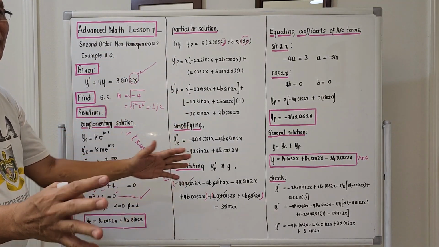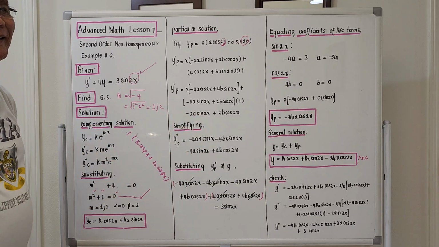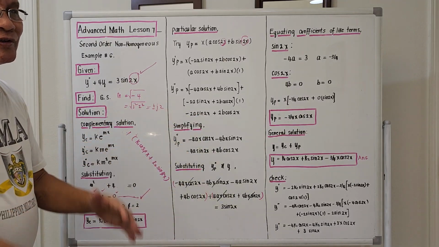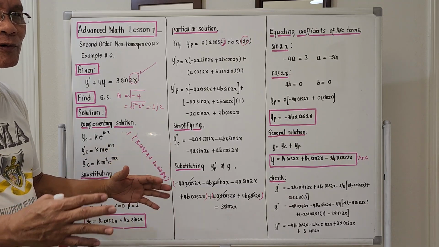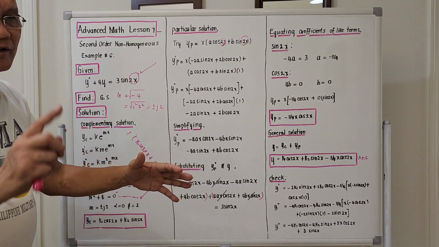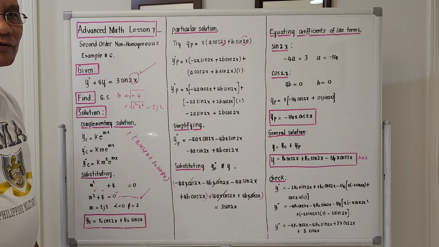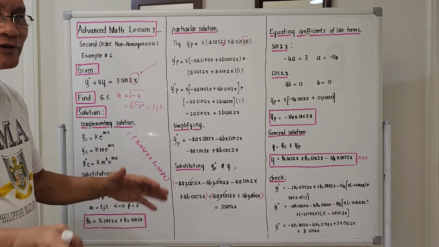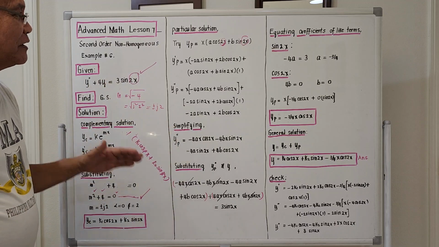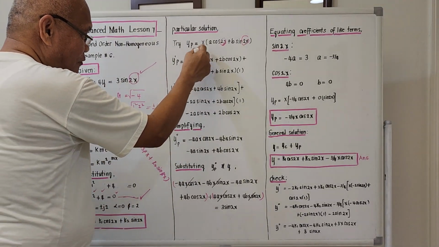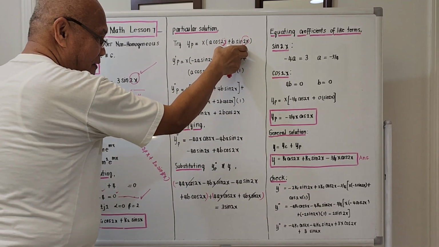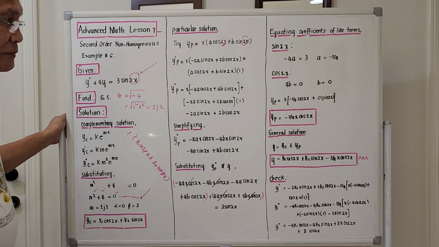You could assume any particular solution you want, okay? But if after substitution you cannot formulate the equation on how to solve for the value of a and b, there is a problem with your particular solution. But for this one, I am sure, because I have checked it already, that the particular solution should be y sub p equal to the product of x times this quantity here. Okay, let's proceed with the solution.